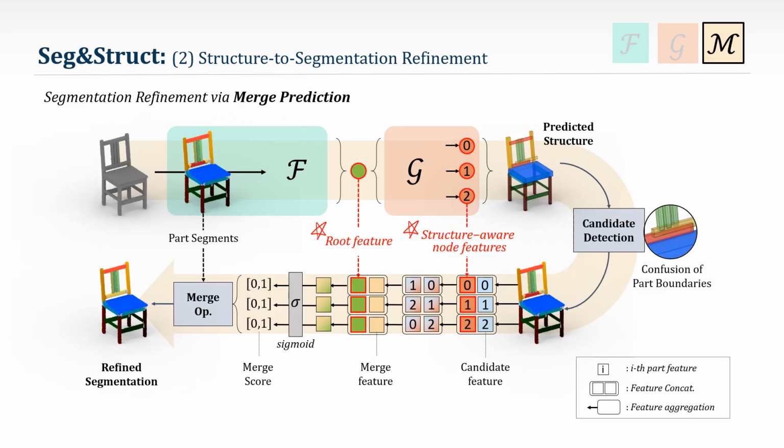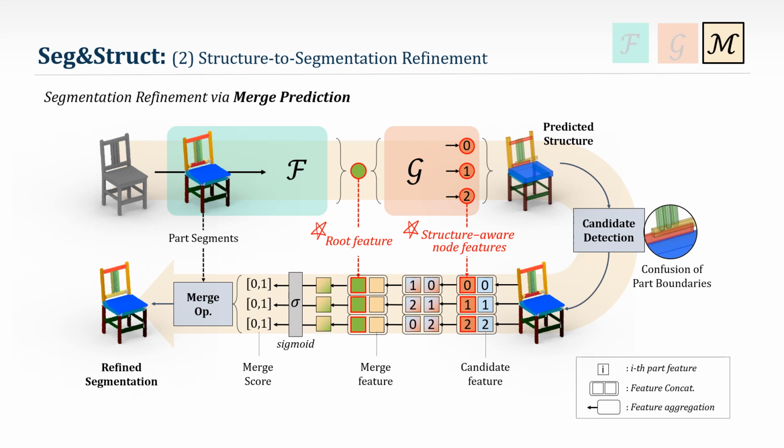Given the predicted structure from the earlier stage, we first detect candidate parts to be merged by examining confusions of part boundaries. Next, we encode candidate part segments into features, and aggregate them with the structure-aware node features from the decoding step. Using these features, we then compute a merge feature for each merge case, an order-variant feature vector to predict the merge operation from the candidate node to its target node. Similar to candidate features, we update the merge feature by aggregating it with the root feature from the encoding step, which provides the global context across the structure.